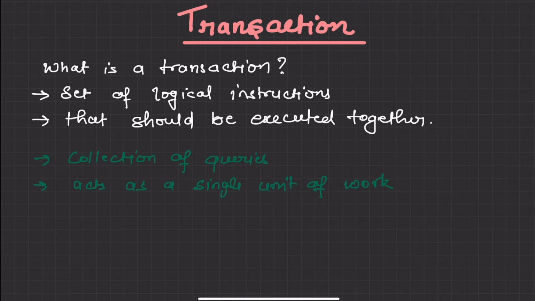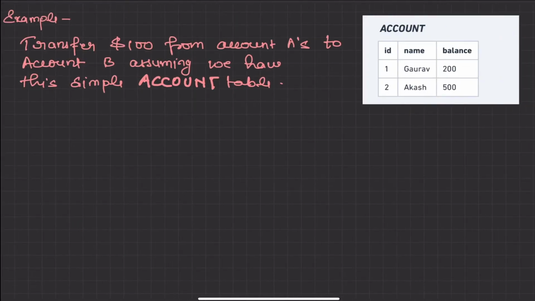To understand this, we will take an example of transferring $100 from account A to account B, assuming we have this simple account table. Let's see what we have in this table. We have two entries: the entry with ID 1 is account A and the entry with ID 2 is account B. The table name is account. We have an ID column, a name column, and a balance column.